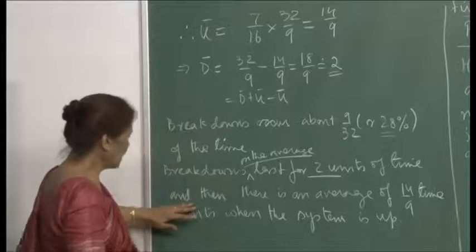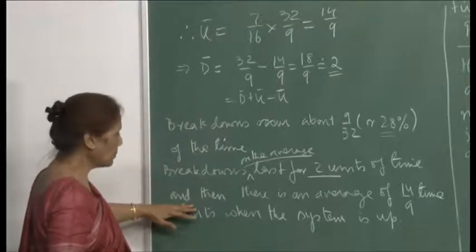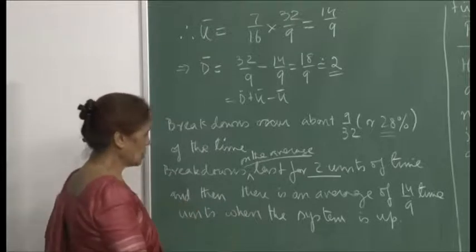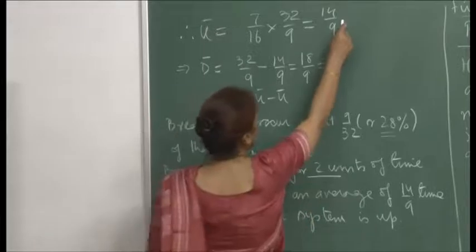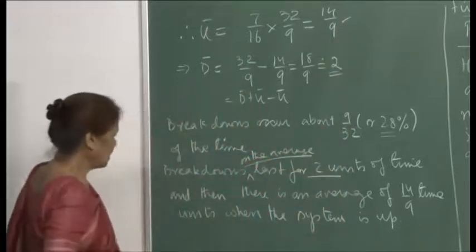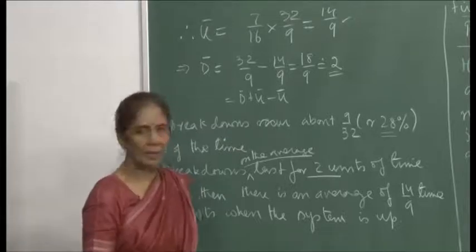And then the third question was the average amount of time for which the system is up when it is up. So, there is an average amount of time of 14/9. So, 14/9 it is up. When the system is up, right, it will remain up for 14/9 units of time.